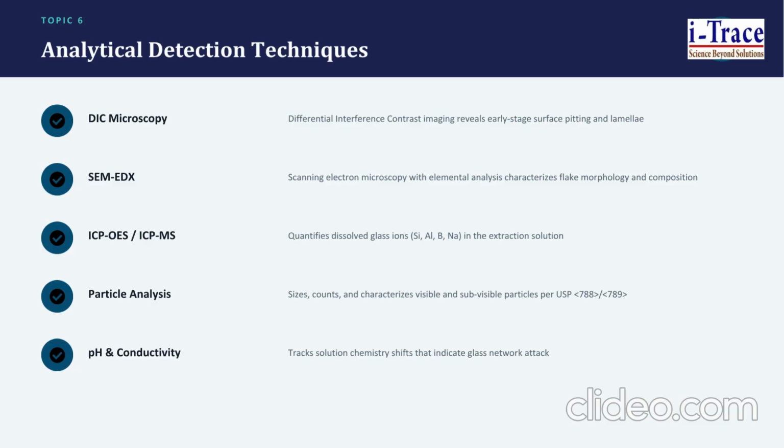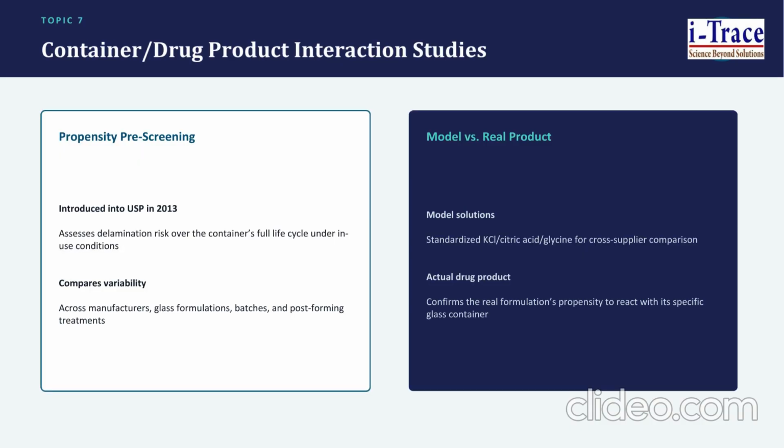Particle analysis, following USP chapters 788 and 789, sizes and counts visible and subvisible particles. And simple pH and conductivity tracking gives you an early, low-cost signal that something in the solution chemistry is shifting. The practical takeaway: no single technique tells the whole story. A defensible screening program combines a surface technique like DIC or SEM with a solution chemistry technique like ICP.